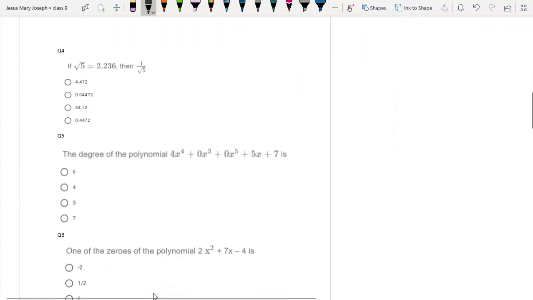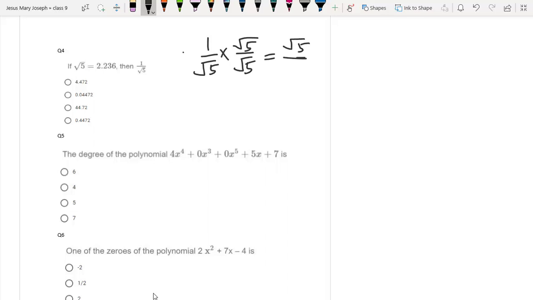Now question number 4. If root 5 is given to you, what is the value of 1 upon root 5? I have told you about such numbers in which the denominator is an irrational number, we have to convert it into rational, known as the concept of rationalization of the denominator. So first of all we will make it rational. What will we do? Multiply the denominator by root 5 and the numerator by root 5. It becomes root 5 upon 5.